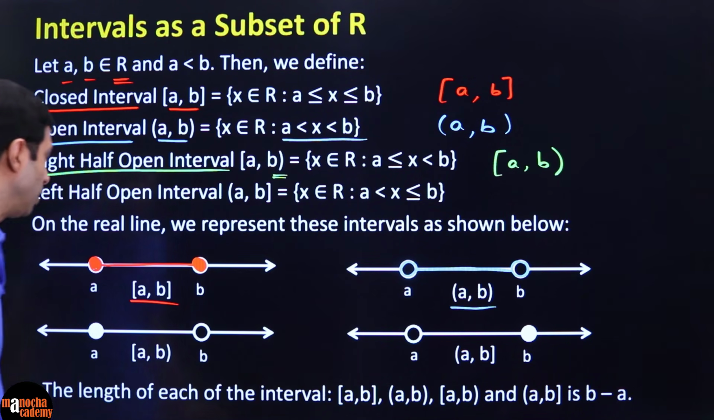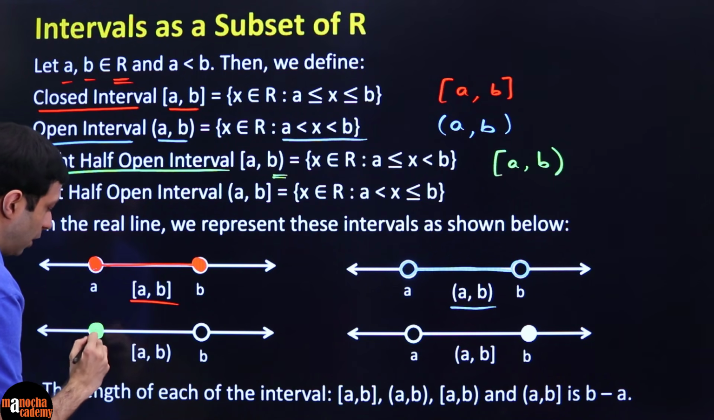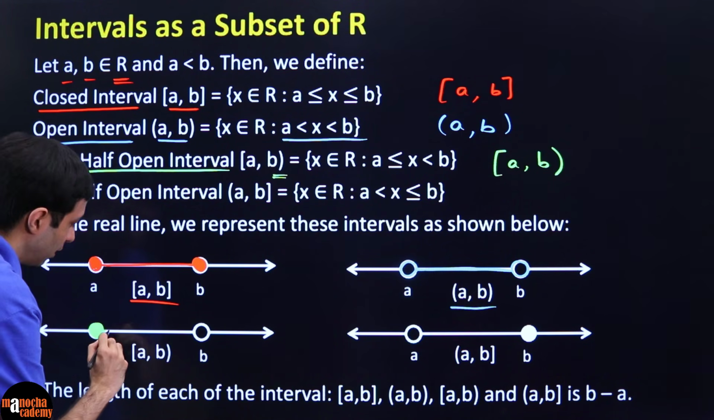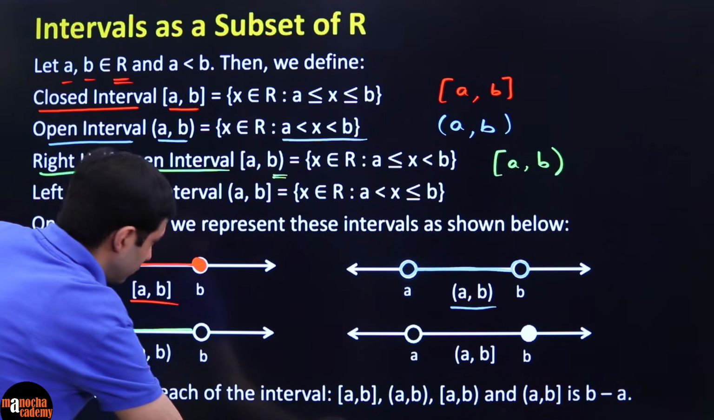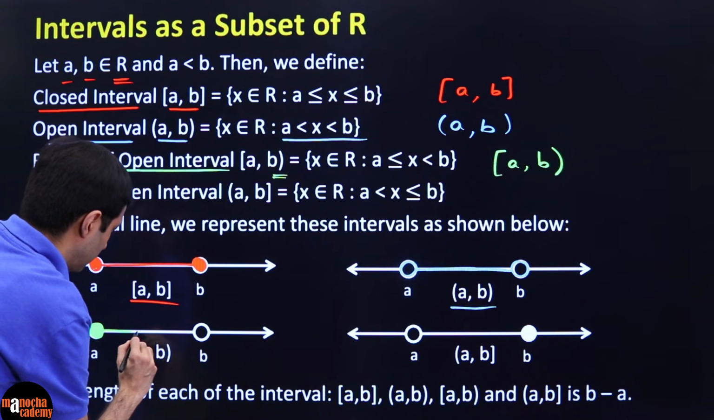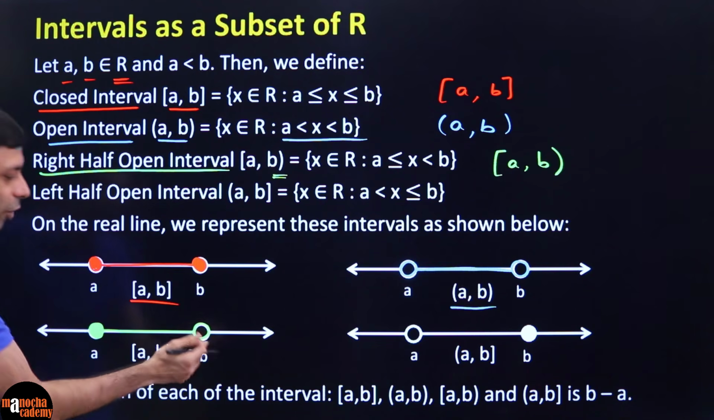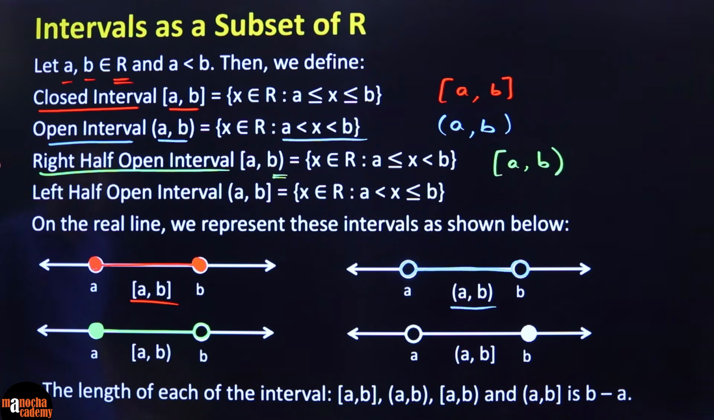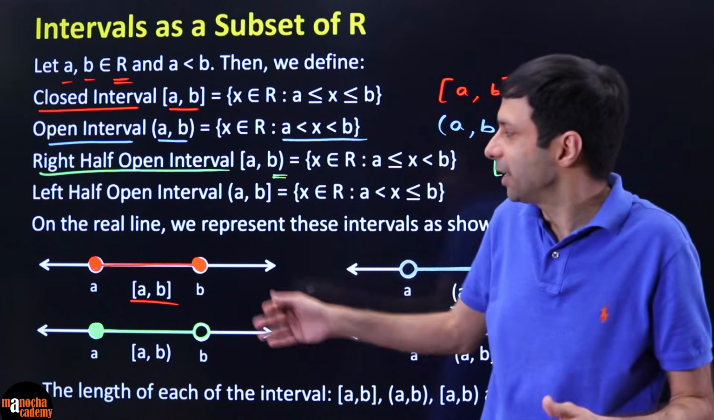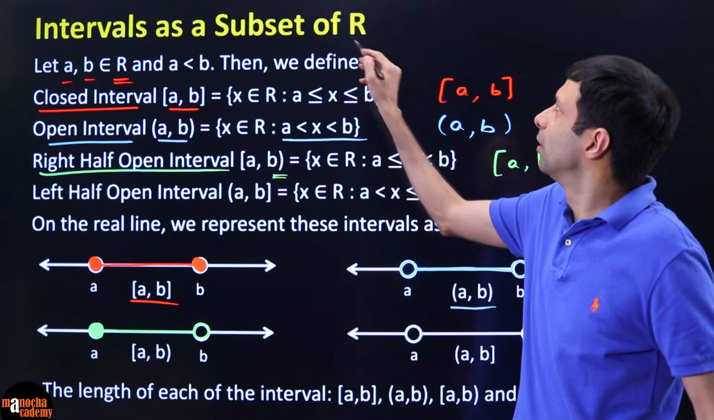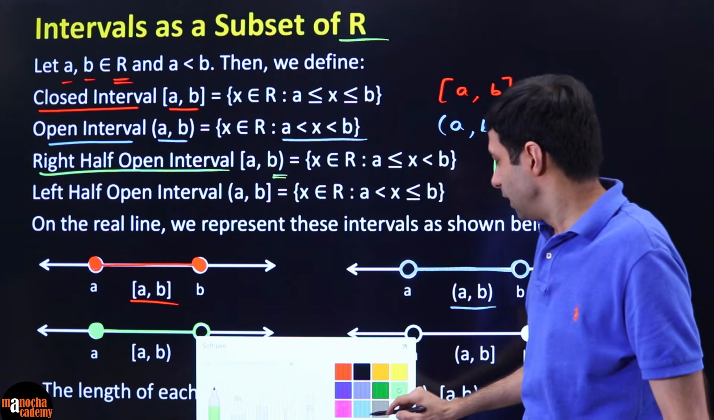And on the number line, how will you represent it? Very simple. You will draw a solid dot here because you are including A. You will draw your line and then you will draw a hollow circle, a hollow dot here, because it is less than B, not including B. So this is the right half open interval. Okay. And again, all of these are subsets. Can you see they are subsets of the real numbers? Because all are on the number line.